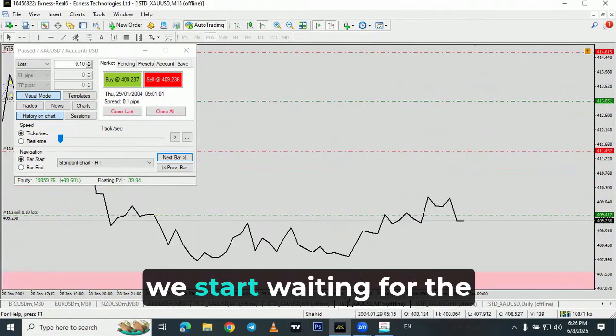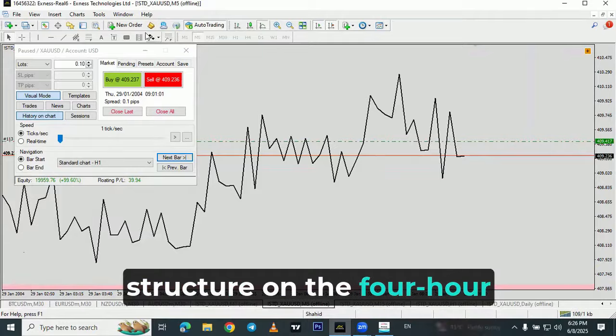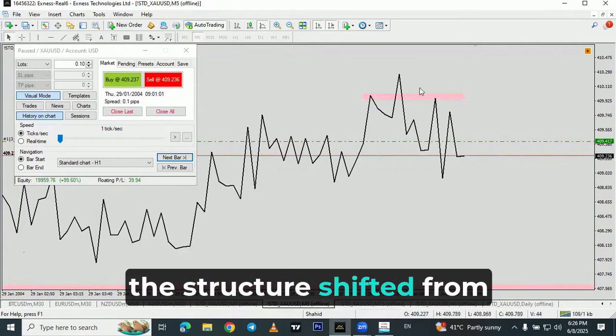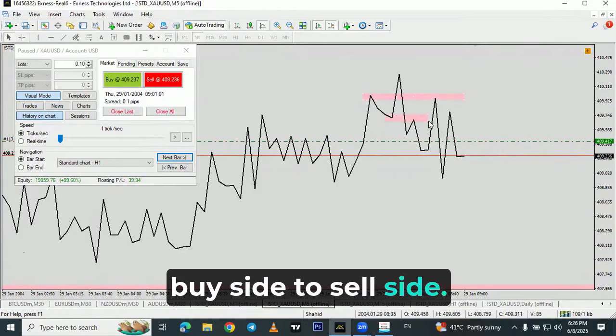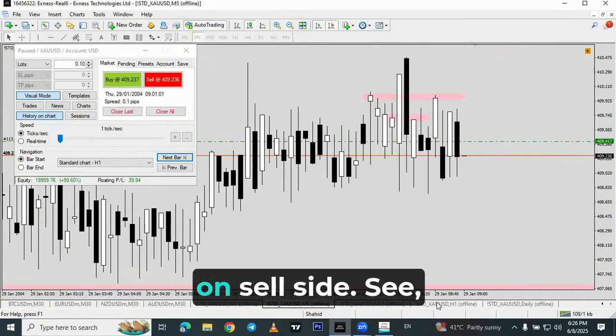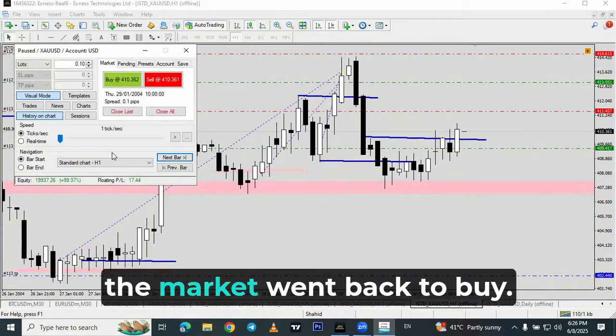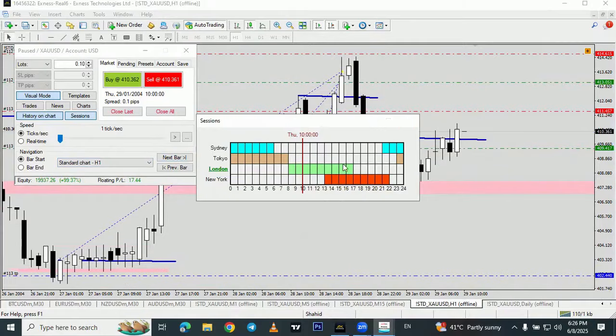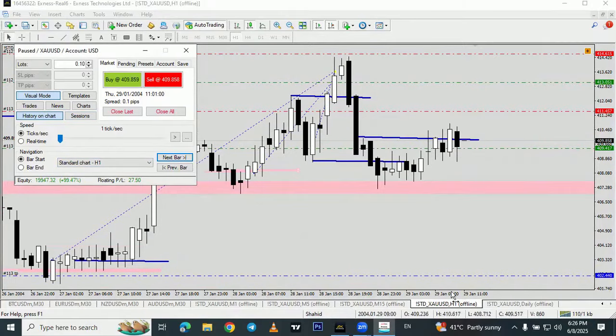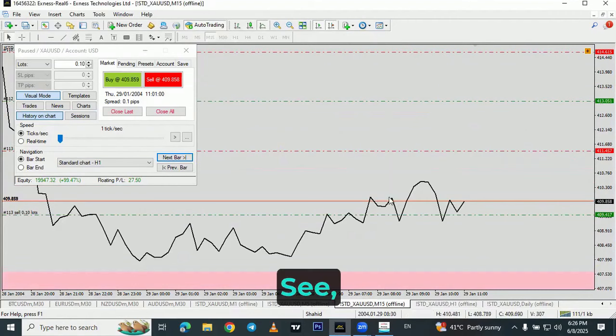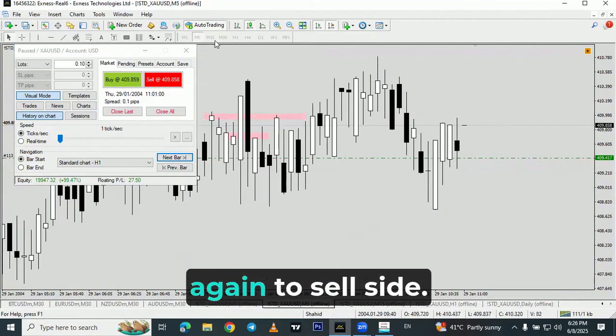And here we start waiting for the structure on the 4-hour chart. Look, the structure shifted from buy side to sell side. High minute and H1 are already on sell side. See, the session is not trading in New York yet. The market went back to buy. See, the market shifted the structure again to sell side.